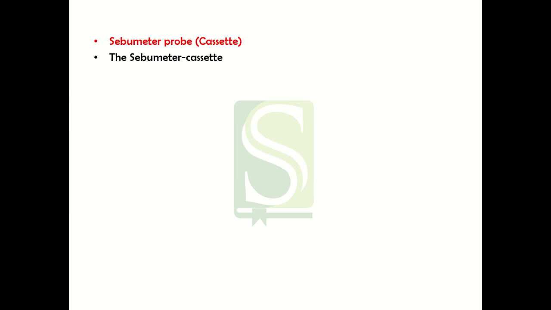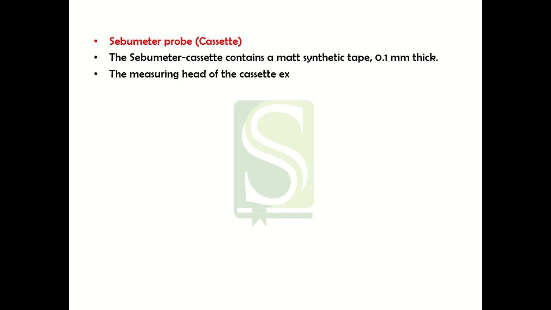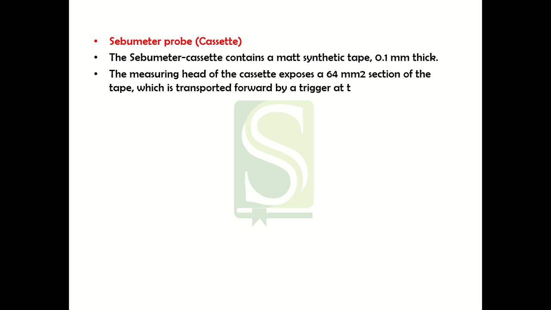Now what are the components of your Sebumeter? The main component of your Sebumeter is a cassette, which is also called the Sebumeter probe. The Sebumeter cassette contains a matte synthetic tape which is 0.1 mm thick. The measuring head of the cassette exposes a 64 mm square section of the tape, which is transported forward by a trigger present at the side of the cassette for the next measurement.